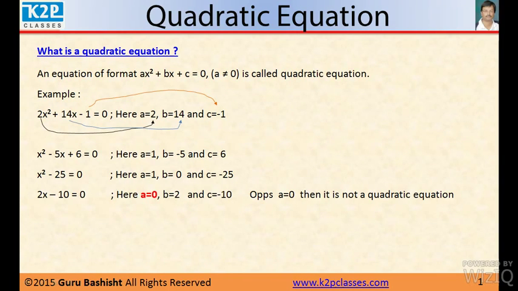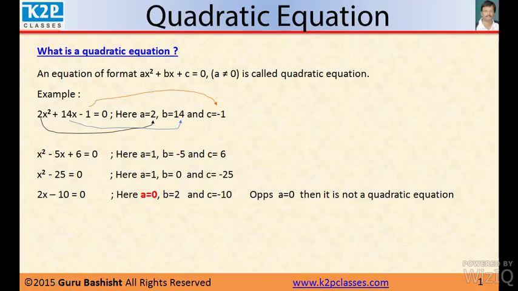What is a quadratic equation? An equation of the format ax square plus bx plus c equal to 0, where a is not 0, is called a quadratic equation. Example, 2x square plus 14x minus 1 equal to 0 is a quadratic equation. Here a equal to 2, which is the coefficient of x square, 14 equal to b, which is the coefficient of x, and minus 1 is the constant, that is c.